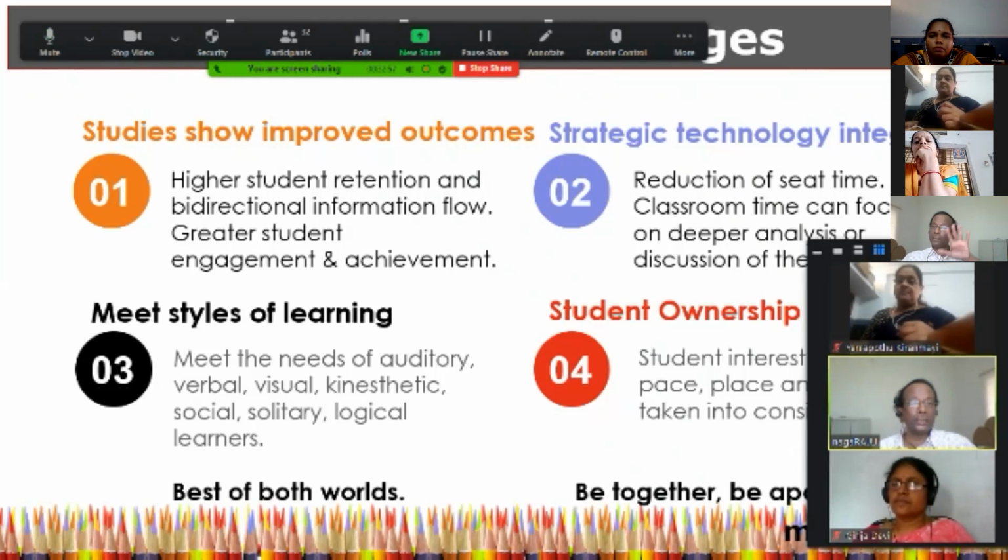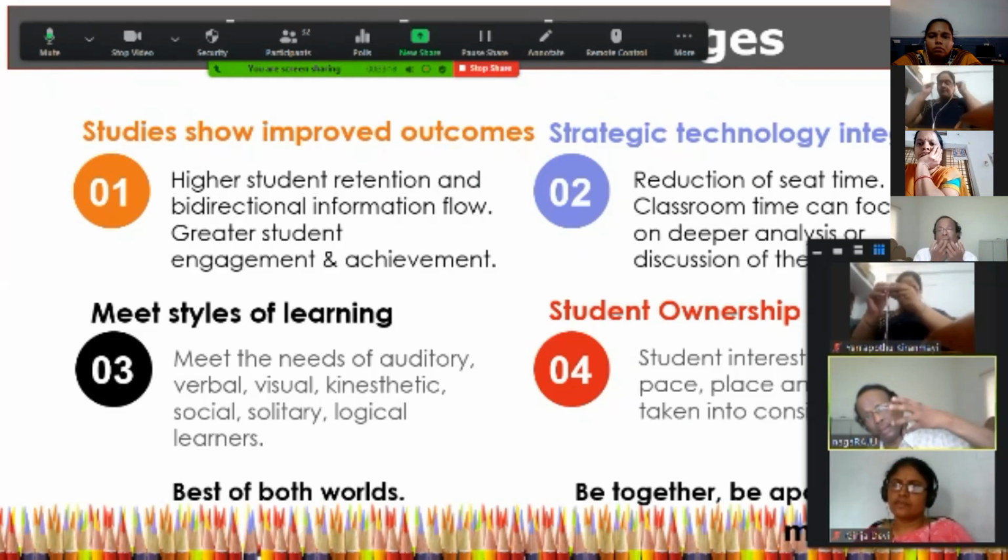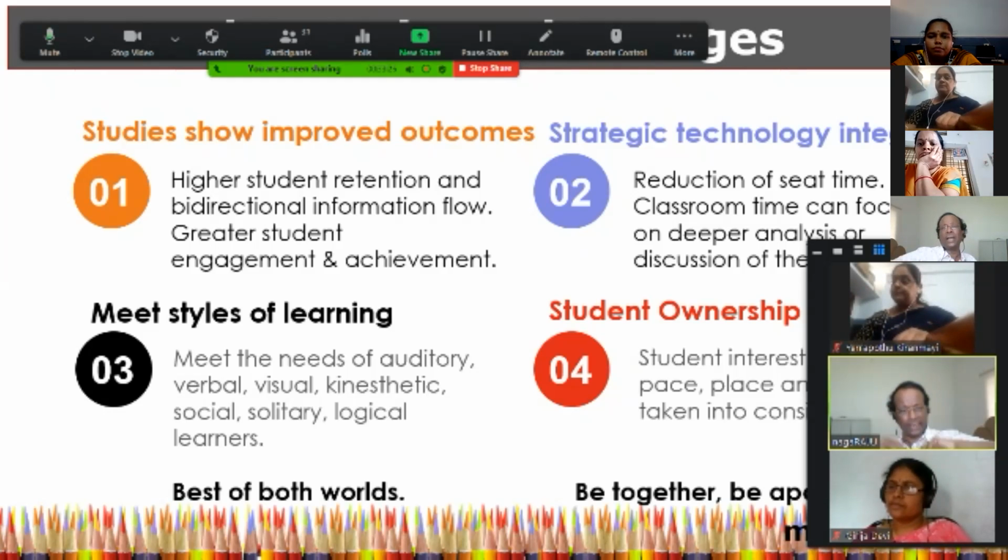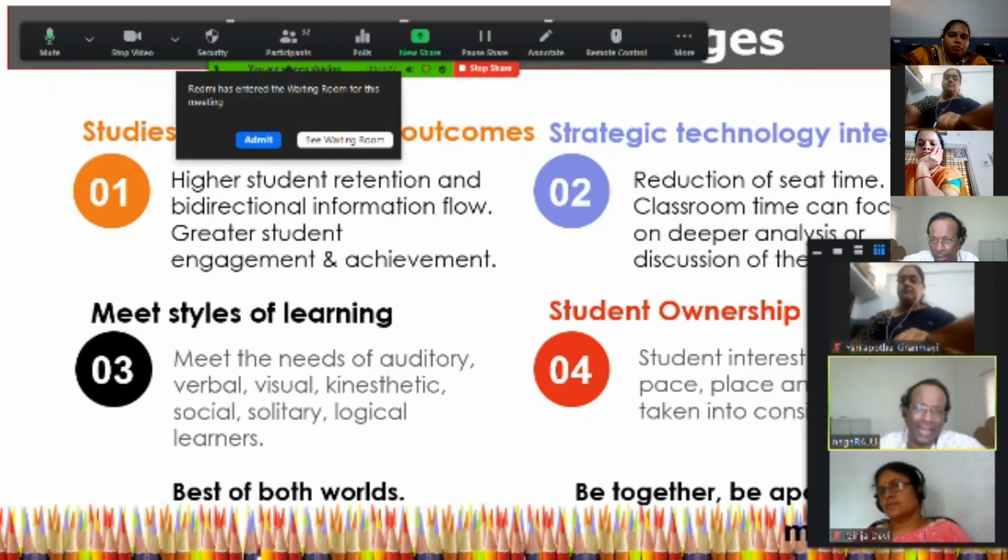So classroom time is focused only on very deep, very complex, very difficult, analytical kinds of courses. Outside the classroom, the teacher assigns responsibilities to the students which are slightly easier and more involving. The student is deeply engrossed, so they are a little more attention catching. That is one more advantage research has proved.